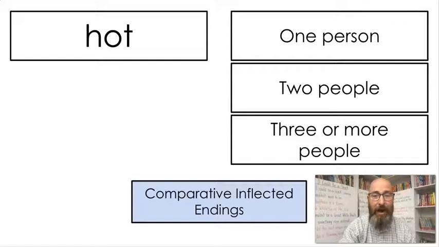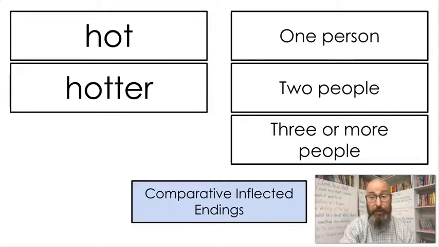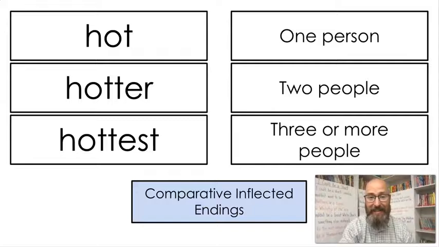Next, let's do hot. Now, hot is that one-syllable word that ends with a vowel and a consonant. And if you remember the rule, we're going to double the consonant. So hot, when I'm comparing two people, I add ER, but it's hotter. I double that T. So it's not just one T anymore, it's hotter. And if it's three or more, when I add EST, it's going to become hottest. And I double the T again, because again, that's a one-syllable word with a vowel and a consonant at the end.